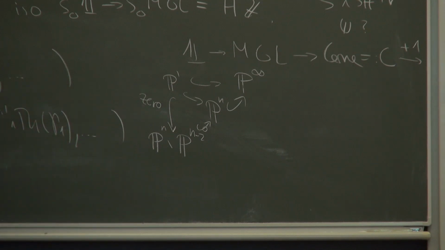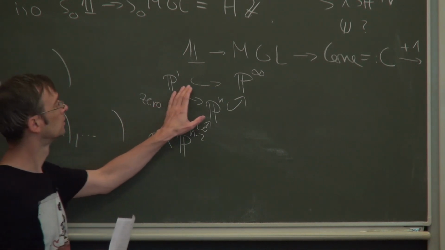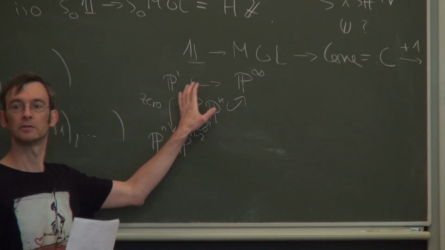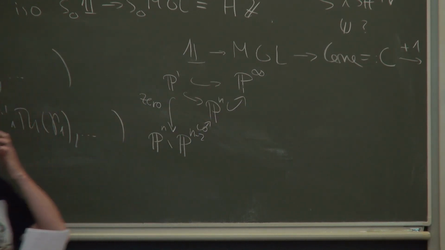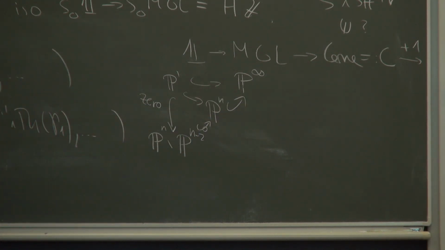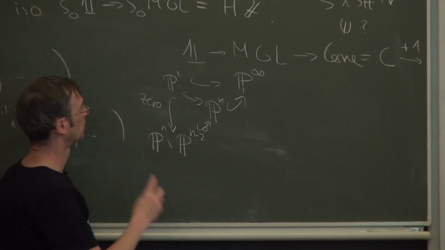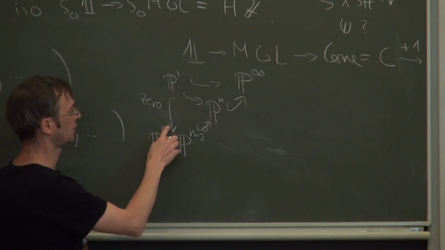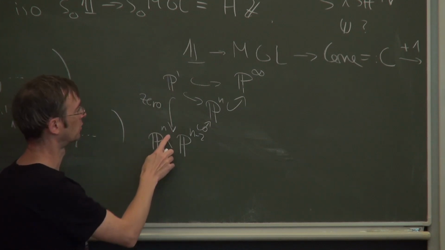Which map are you using from P1 to P infinity? You're just choosing one coordinate for P1? Yeah, this is the standard embedding, the standard linear embedding. It's the one which corresponds to the unit map here. Right. So this here is the zero section of a vector bundle over P1.